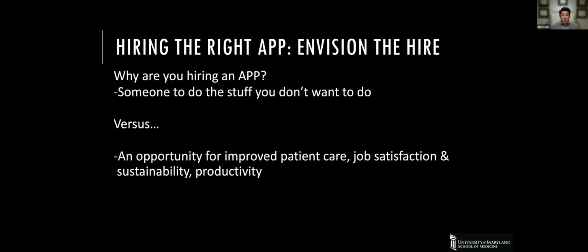So when you're hiring an APP, if you're just trying to find someone to do the stuff you don't want to do, while that might be true, that's not necessarily the best reason nor the most cost-effective reason. I think an opportunity for improved patient care, job satisfaction, sustainability, longevity, and productivity for your practice has a bit more of a pull than just finding someone to do stuff you don't want to do.